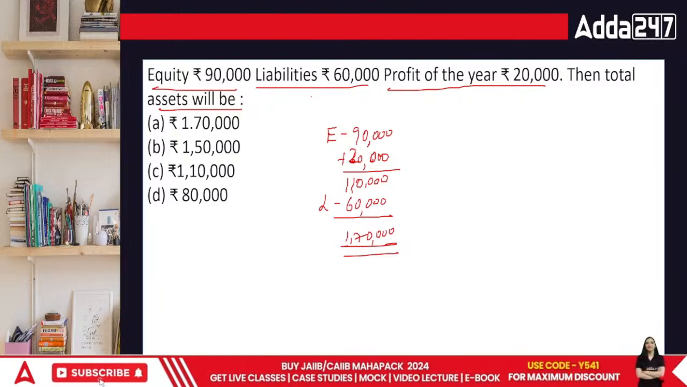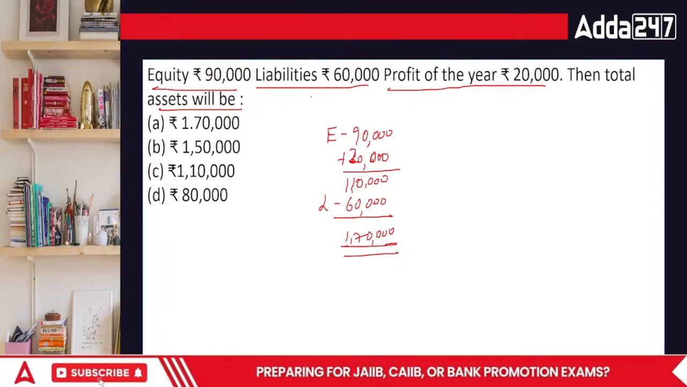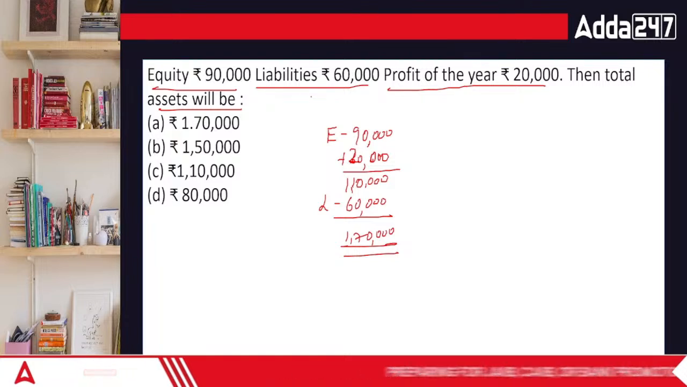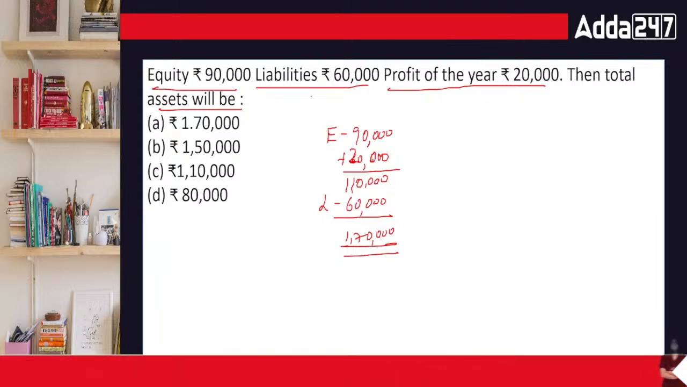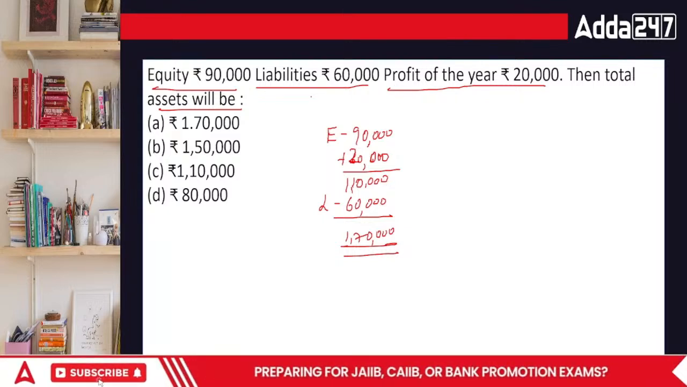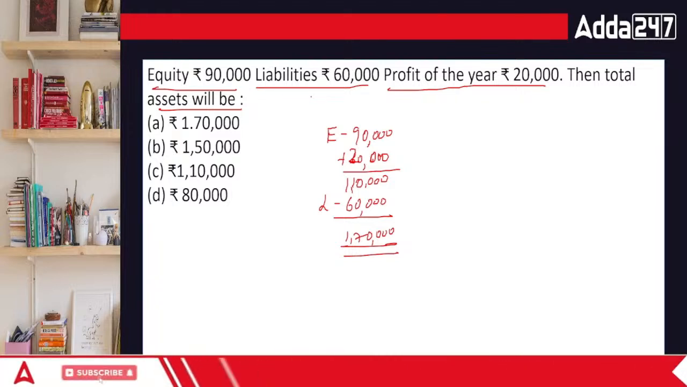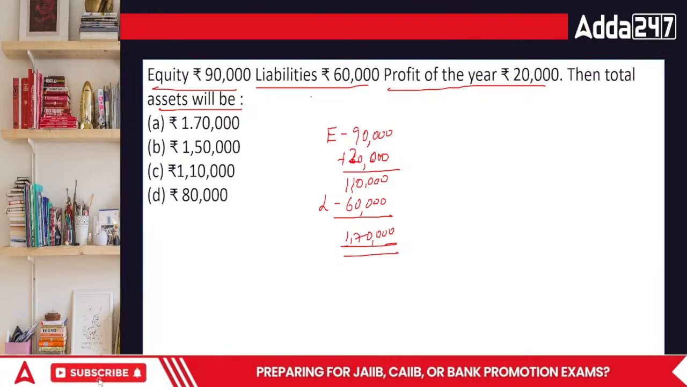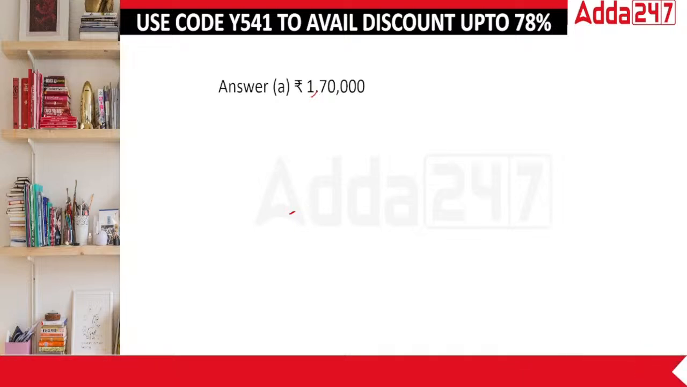Done, everyone? This is an interesting question. All you need to remember is that equity plus profit will become shareholder funds. है ना? Chali, now let's move on. The answer is 1,70,000.